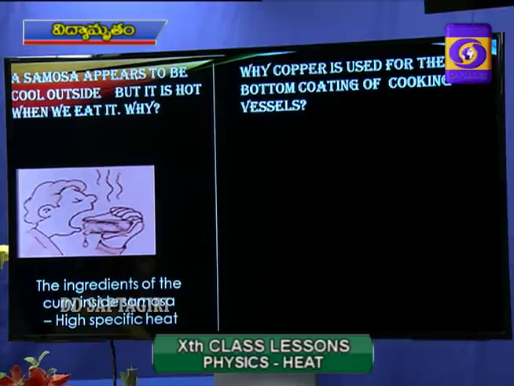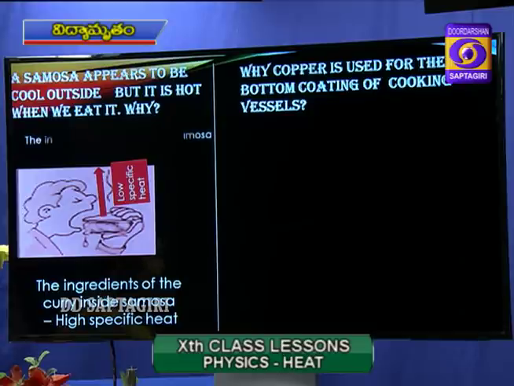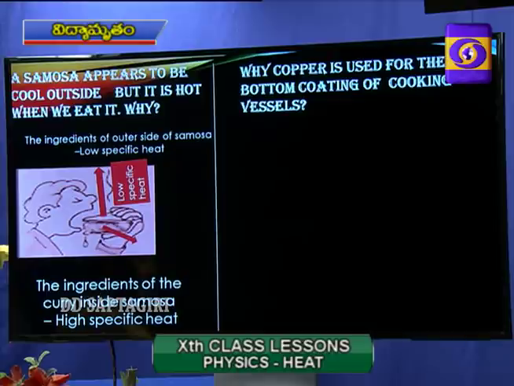The curry has high specific heat, and the outer part of the samosa will have low specific heat. That means it loses heat very quickly. The ingredients of the outer samosa have low specific heat. The curry inside the samosa will have high specific heat. We already discussed this, no? Low specific heat outside, and the curry inside the samosa will have high specific heat.